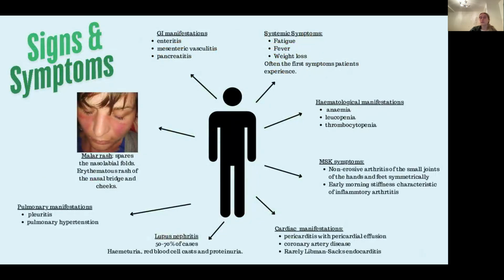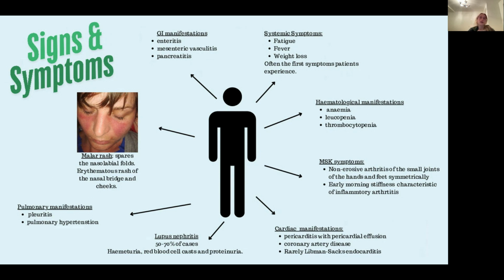So, signs and symptoms. SLE can affect so many of your systems. Most of the time, patients will present firstly with systemic symptoms. These can be things like fatigue, fever, and weight loss. They're quite vague, but you always need to have SLE on the mind when patients are presenting with things like that.